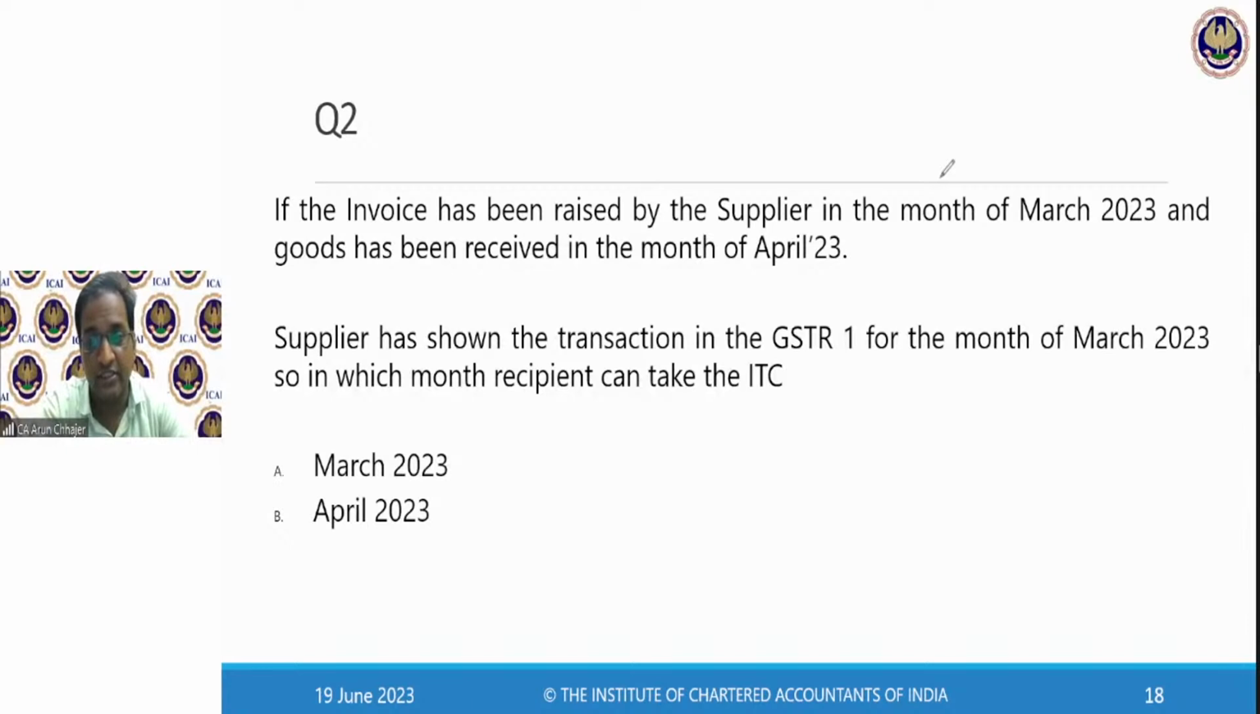The supplier has shown this transaction in GSTR-1 in the month of March, appearing in 2B in the month of March. When can the recipient take the ITC, April or March, along with the reason? Now give me the reason, a strong reason. We had the discussion. Kindly give me a strong reason.